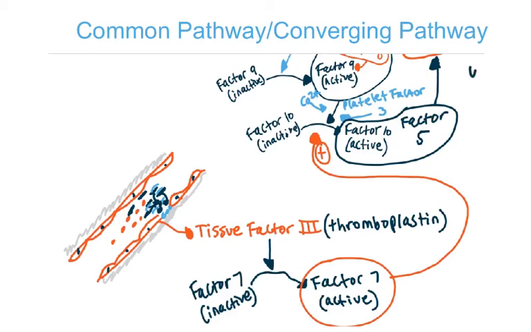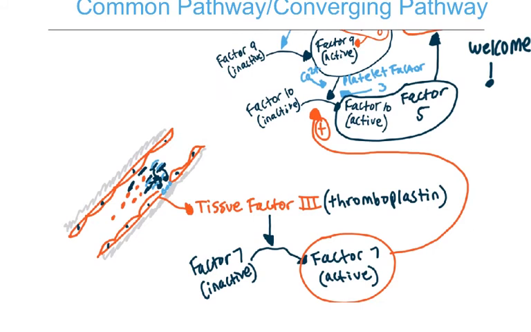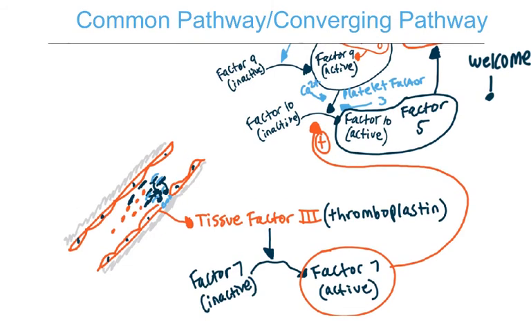Alright guys, welcome back to Underground Science, and in this video we'll be talking about the common pathway, also known as the converging pathway, which is the last pathway of the coagulation cascade. Make sure to go and watch my extrinsic and intrinsic pathway videos, where we talked about all of this good stuff, including factors 12, 11, 9, 8, and 10, which we can see here.